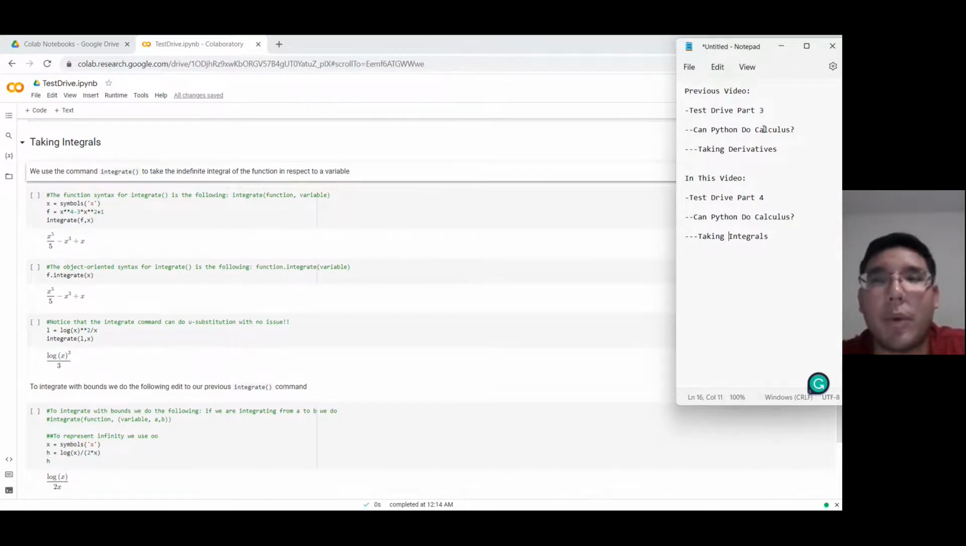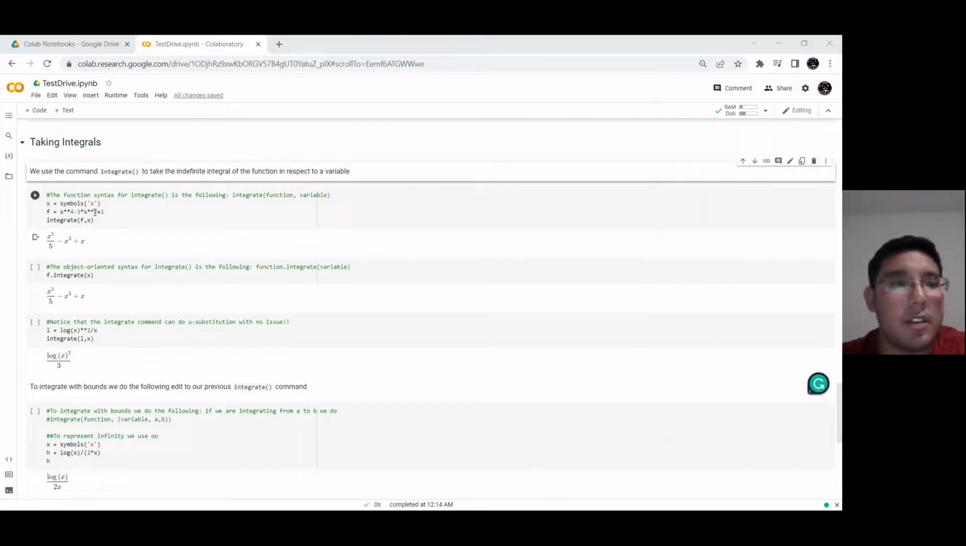In the previous video, we went over the calculus subsection of the test drive, and more specifically taking derivatives, both implicit and regular. In this video, our focus will also be in the calculus subsection, but mainly on taking integrals, both bounded and unbounded. So the command is actually extremely similar to differentiate, and in this case it is integrate.